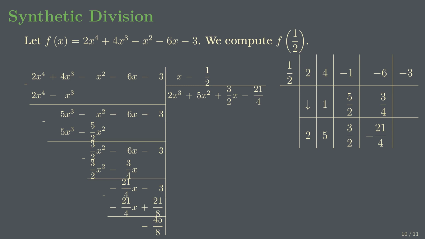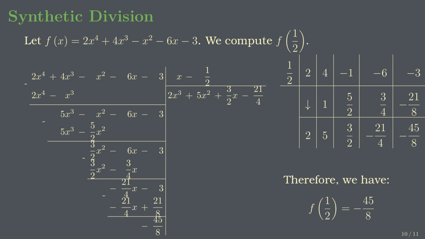And similarly, if you take the same thing, here you have minus 21 over 8, which is minus 21 over 4 times 1 over 2. And if you take the addition of these two numbers, you actually get the remainder. Okay, so that is how you can use only the coefficients of f of x and 1 over 2 to produce the coefficients of the quotient and also the remainder. This is called synthetic division, and this is called the third line or third row of the synthetic division. And from this we deduce that f of 1 over 2 is actually minus 45 over 8.